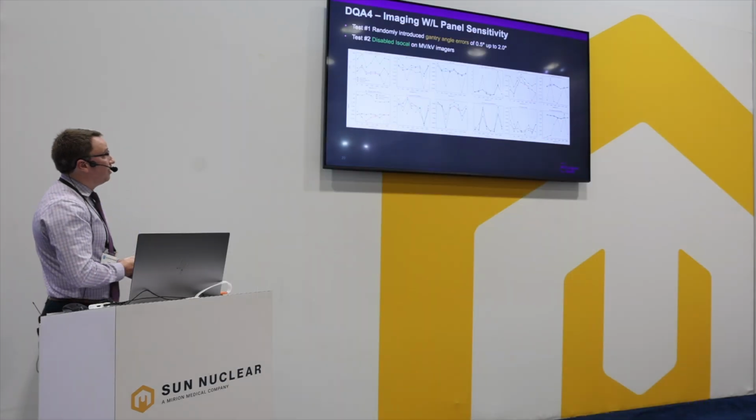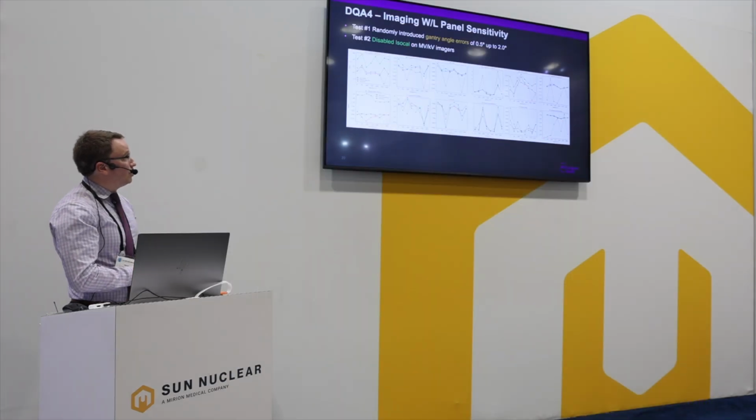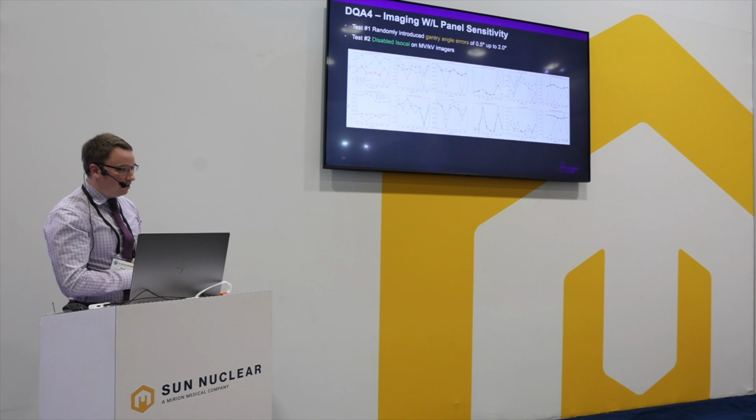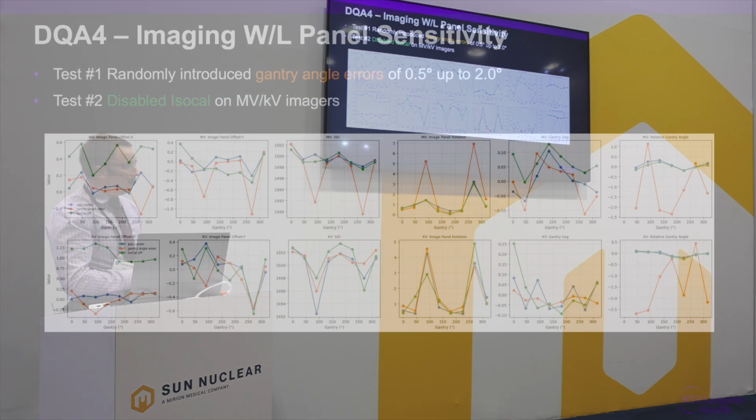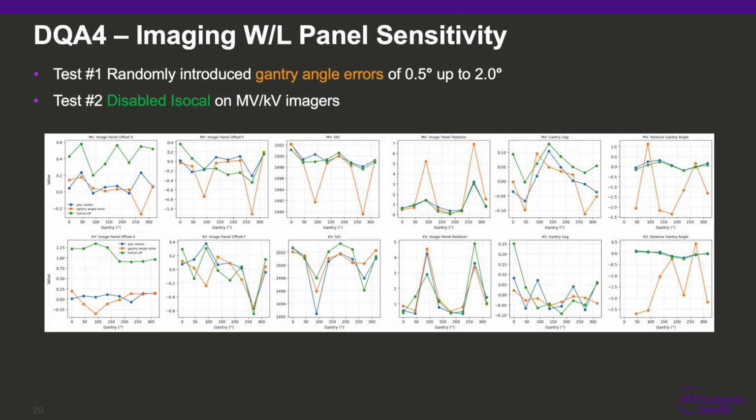And lastly, one thing that I wanted to look at was the image panel sensitivity. So I again introduced random gantry errors of 0.5 and 2 degrees here, which are shown in the orange, to look at how it deviated from the baseline, which is in the blue. And you can see that there are some slight differences. The orange breaks away at around the 90 and 270 degree angles for things like the image offset in the Y direction and the SID.